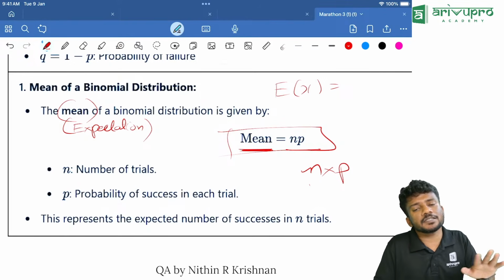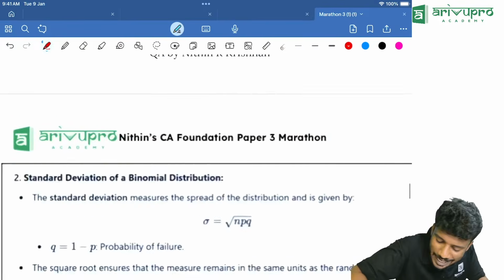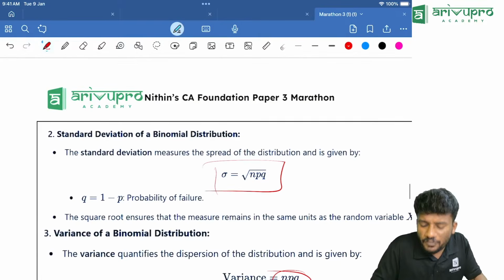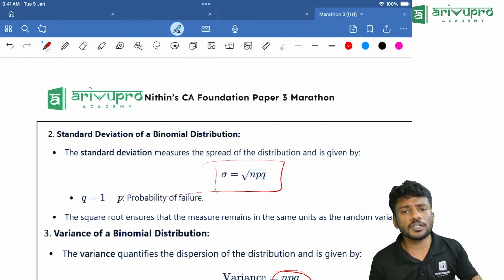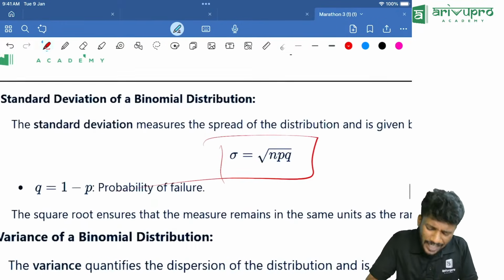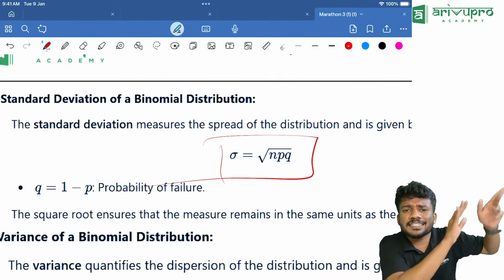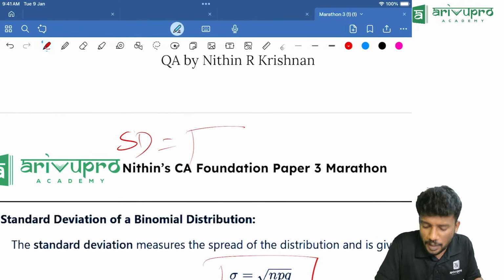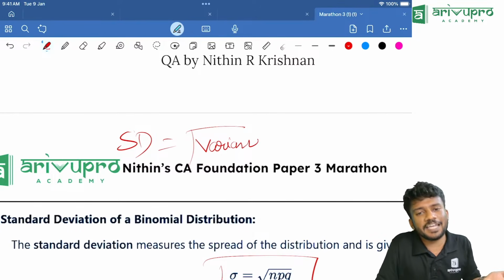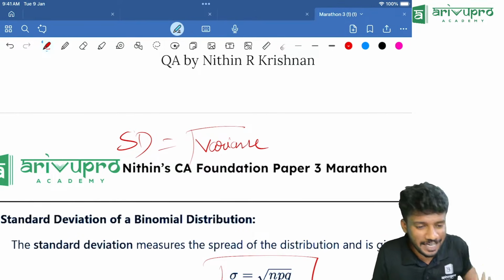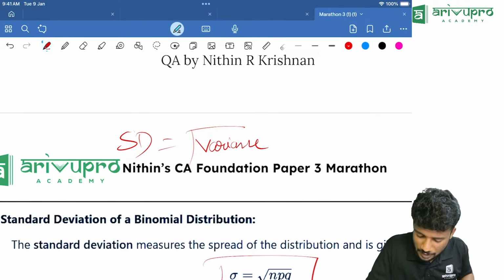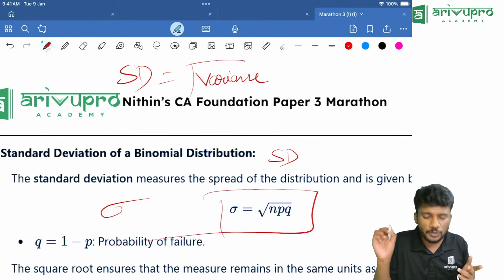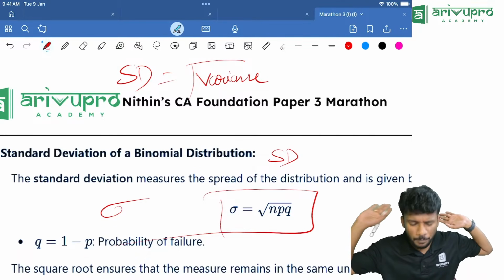So NP is the formula for mean and NPQ is the formula for variance and root of NPQ is the formula for what? Standard deviation. Why root of NPQ? We already learned in chapter 14, that standard deviation is equal to what? The root of variance, or variance is equal to what? The square of standard deviation. So sigma is nothing but standard deviation. Sometimes we will use SD, sometimes we will use sigma. Up to you guys, completely up to you.